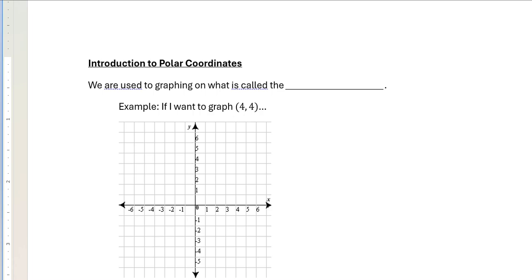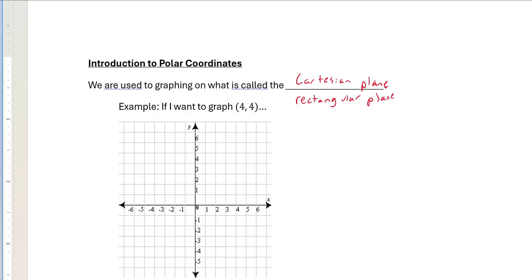So, welcome to talking about Introduction to Polar Coordinates. This is really about having a different way to do graphing. And the way that we are used to graphing is on what's called a Cartesian plane. It has a few other names. It's called a coordinate plane. A rare name is it's also called a rectangular plane.